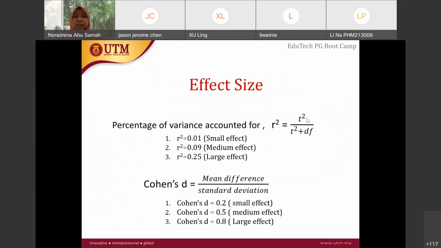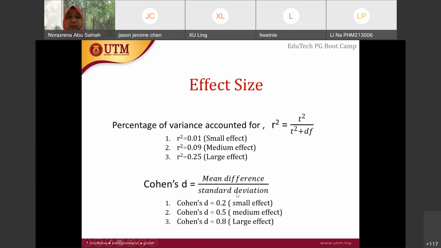So this is how to calculate the effect size. Effect size is the size of the effect. How big is the effect? Is it a small effect, medium effect, or large effect? You can find the R squared and the R value. The t value and the DF, sorry, degree of freedom, are in the SPSS result. So you can find all these results and then calculate it yourself.